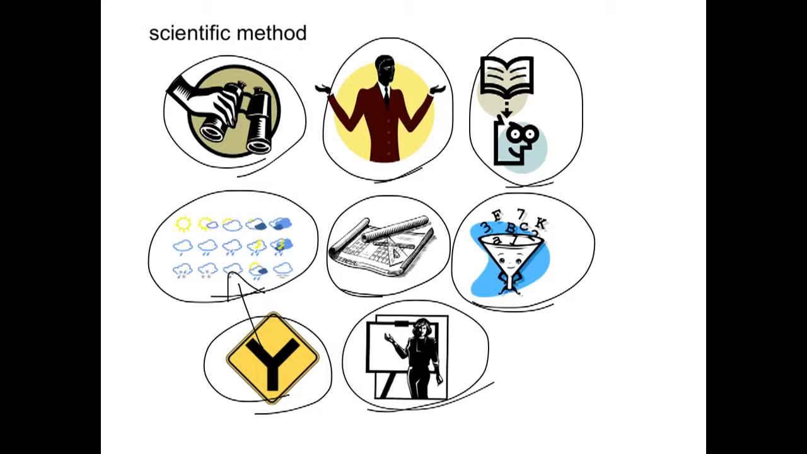Finally, the last part is communicating your results. Scientists always communicate their results, writing or speaking, giving presentations, things like that. But it's important scientists share their information so that people around the world can learn and continue doing more research and learning more things.